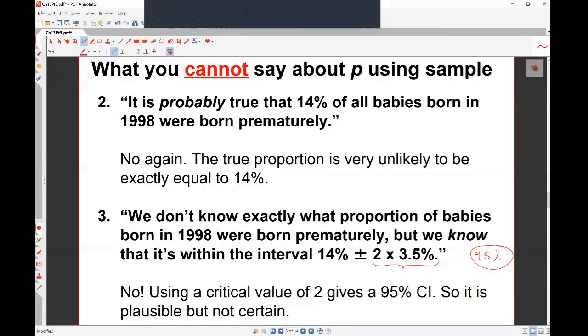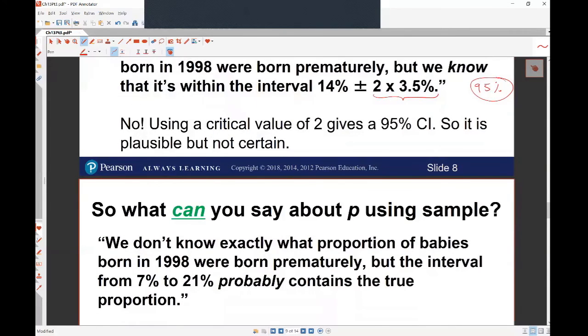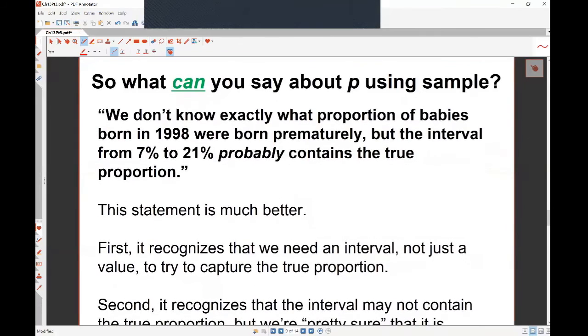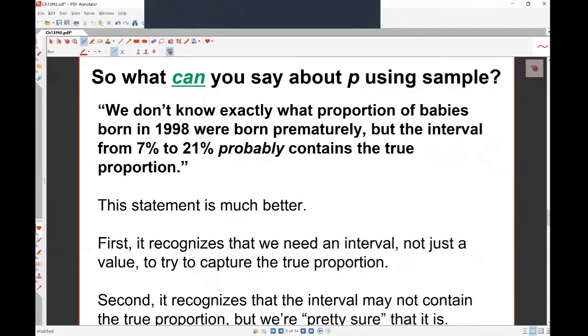Let's look at the right way to interpret the confidence interval. What can we say if we're using a sample? Here's one way of looking at it. We don't know exactly what proportion of babies are born prematurely, but our interval from 7% to 21% probably contains the true proportion. This word probably here is very important because that signals that we acknowledge there's some uncertainty.